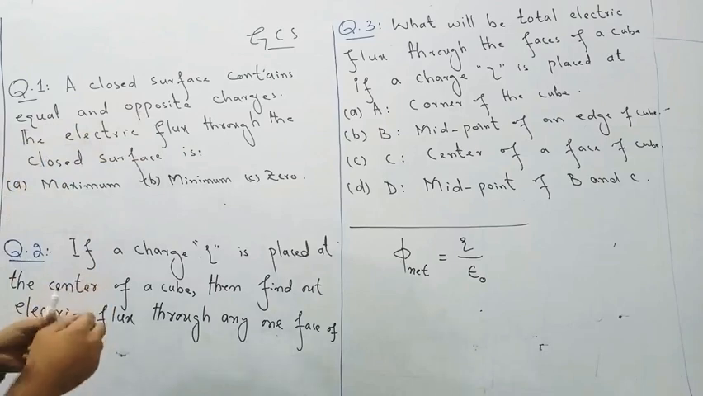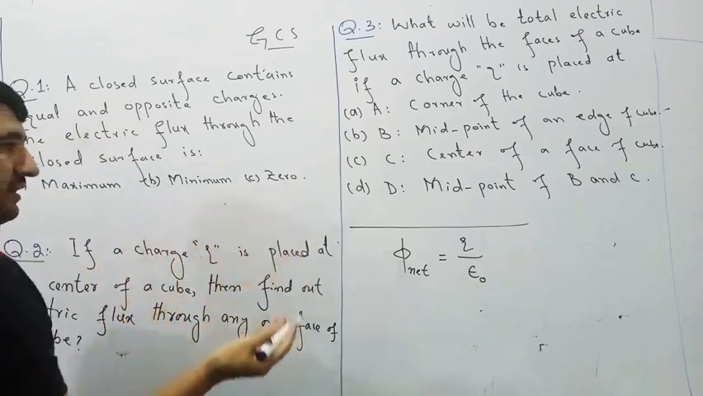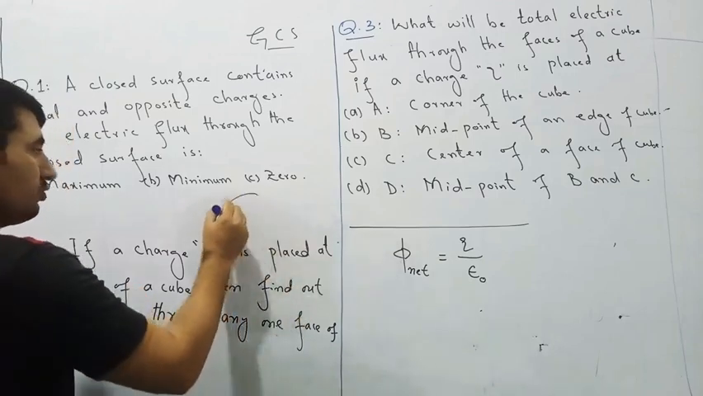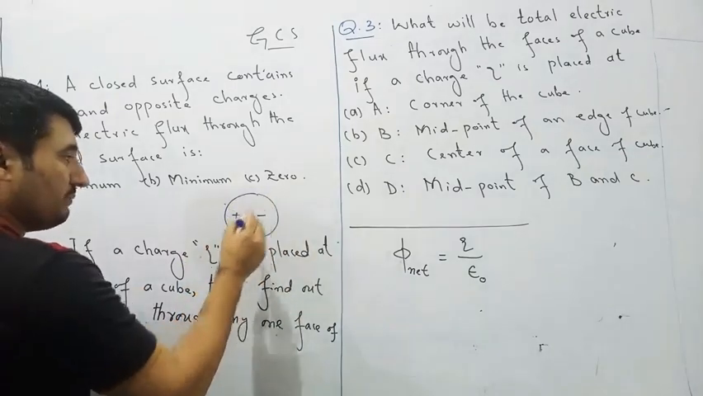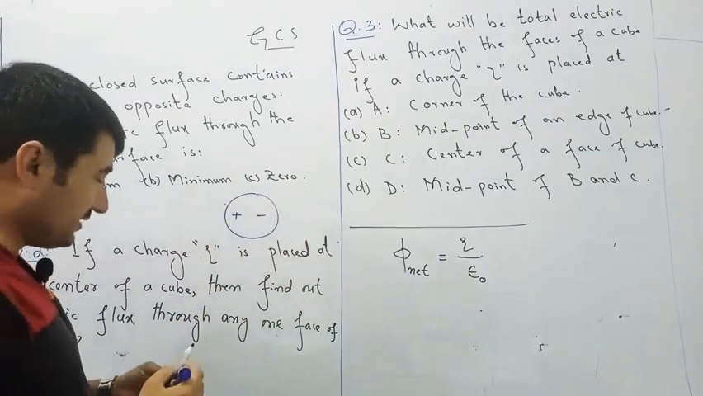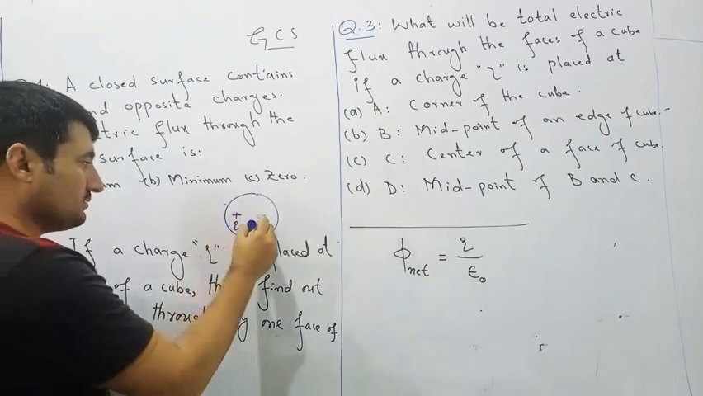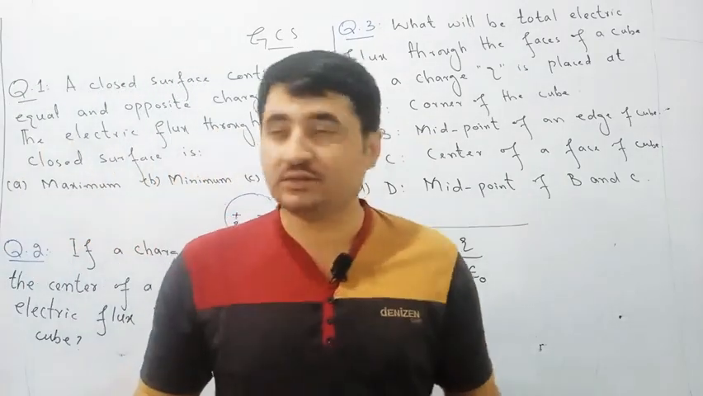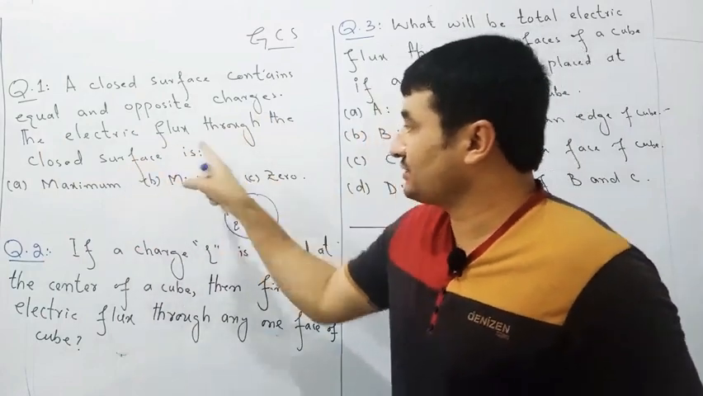Like, you have any closed surface. It may be in the form of a sphere or it may be in the form of a cube. So you have a closed surface and this surface contains equal and opposite charges. For example, one charge is plus Q, the other is minus Q. Then the question is, the electric flux through the closed surface is.